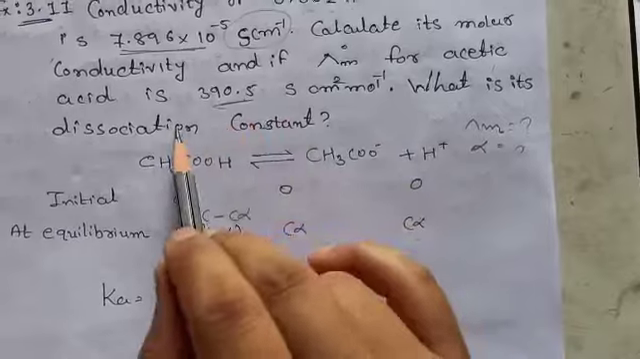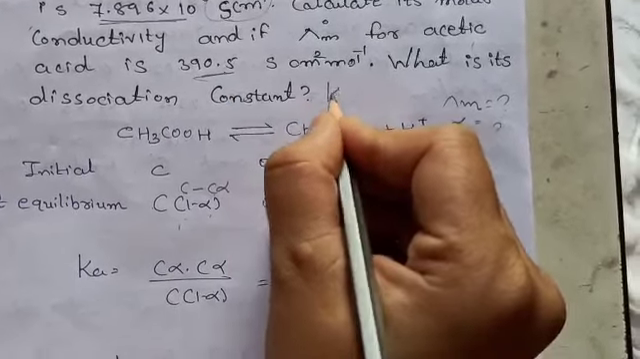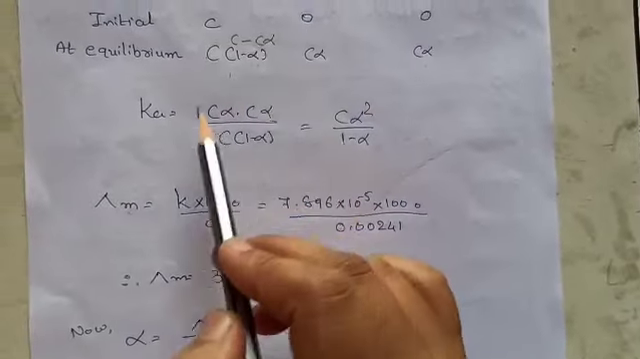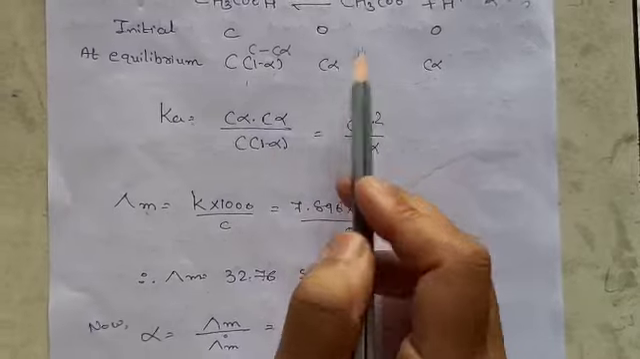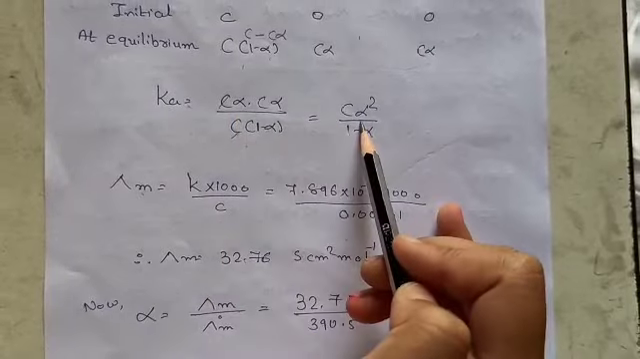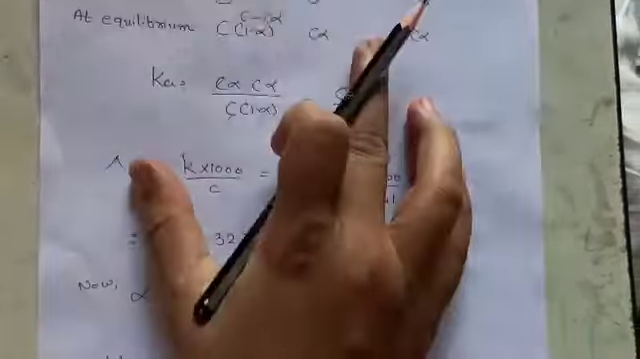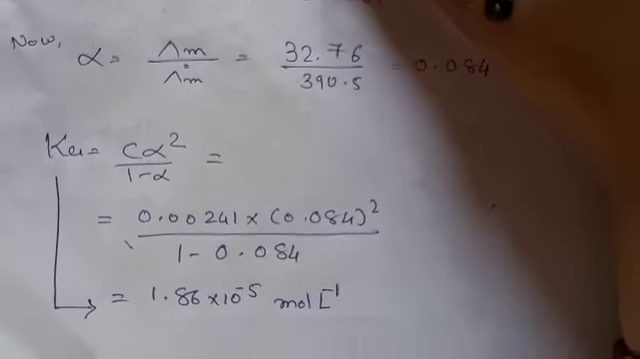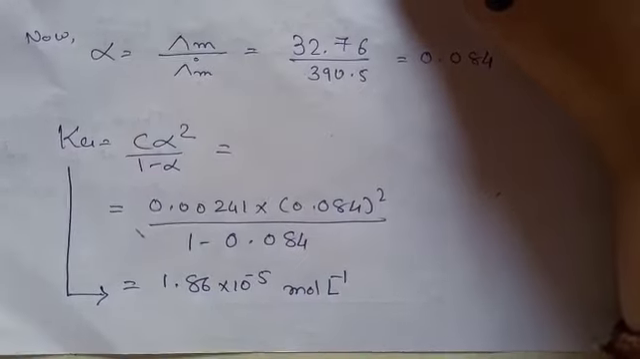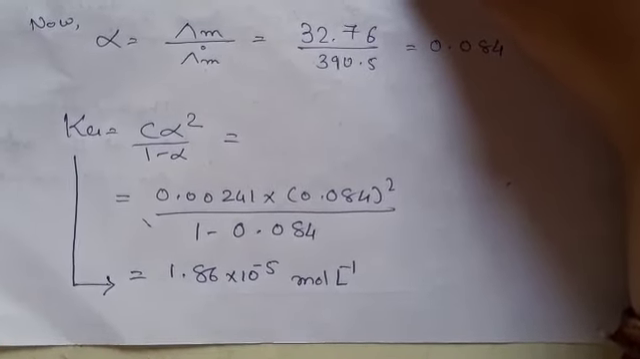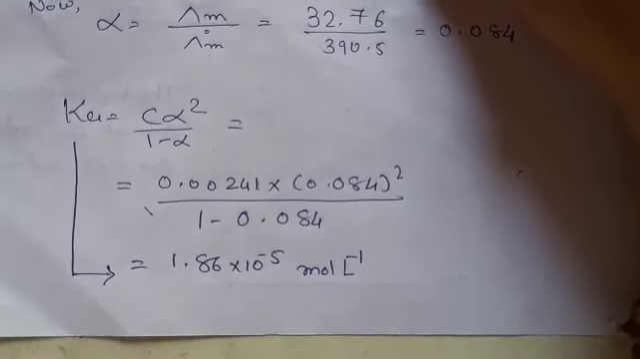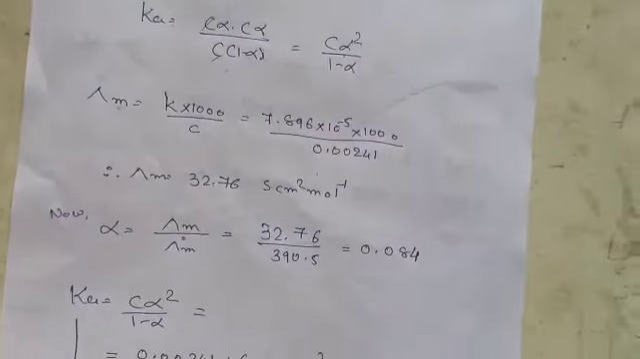Now you have to find the dissociation constant. The dissociation constant for the acid will be Ka. Now from this equation you can say that Ka is equal to the concentration of products divided by the concentration of reactant. C will cancel out, so you will get C alpha square by 1 minus alpha. Now replace the values of alpha and concentration, and you will get the dissociation constant. The dissociation constant will be 1.86 into 10 to the power minus 5 mole per liter.